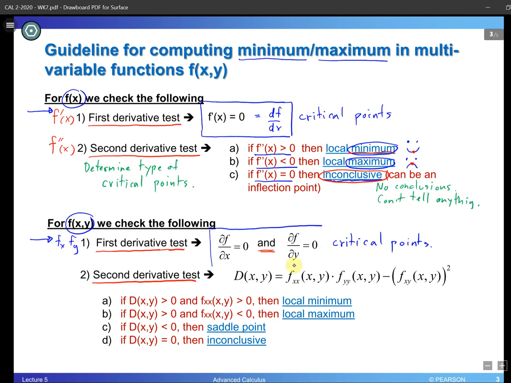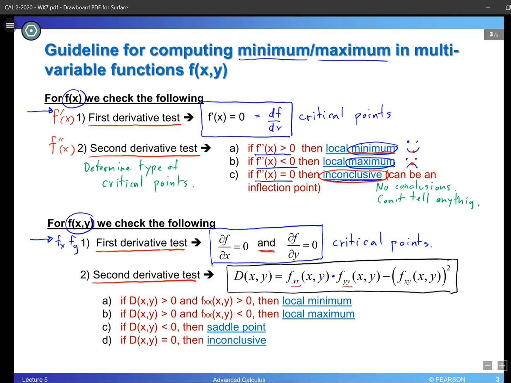Okay. So this d value is very important. First of all, find this d. This d value depends on some second derivatives of this function f. First, we have this second order derivative of f with respect to x twice. And then it has to multiply with this second order derivative of f with respect to y twice. So we have this product for the front term.